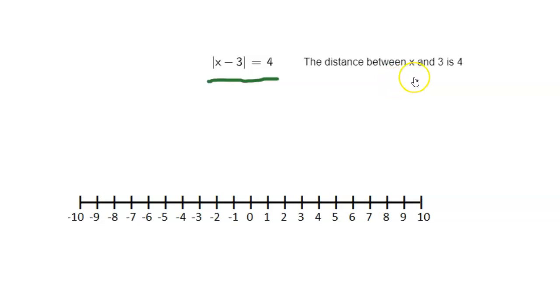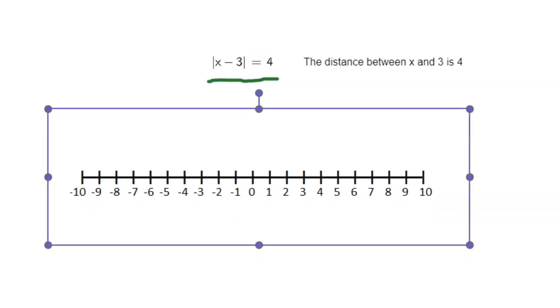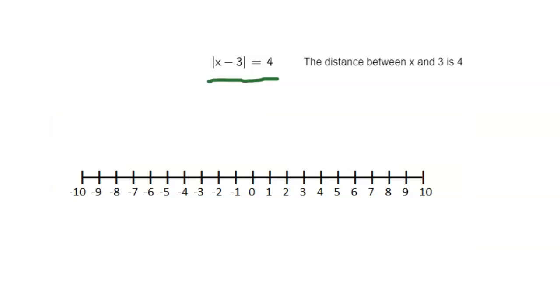And so you can put this straight into your number line. So if the distance between x and 3 is 4, because now it's not a 0, because we actually have a number there. So we're subtracting x and 3 to make 4. So the distance between x and 3 is 4. So here's 3 right here. And the distance between x and 3 is 4. So 4 units to x. 1, 2, 3, 4. So here would be 7.